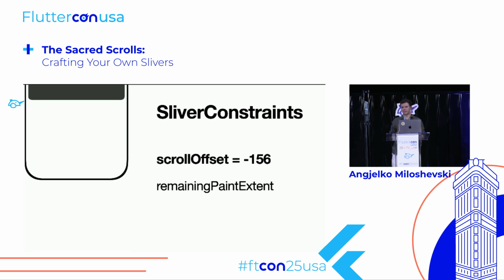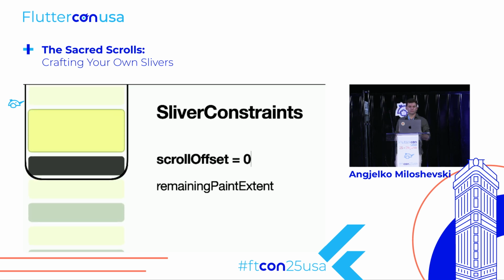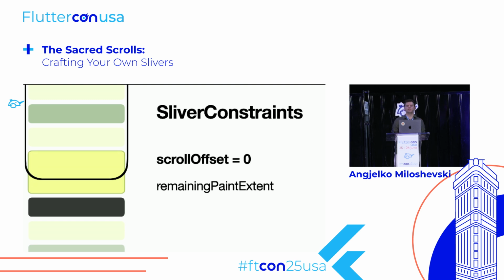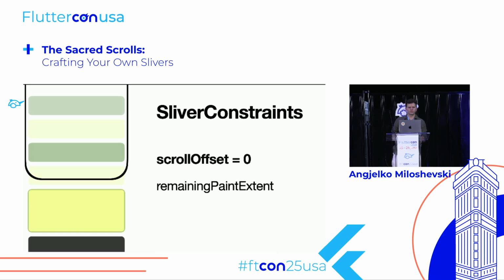If we go on the bottom side, the value will stay 0. It doesn't matter if it's at the bottom edge or past that, it will stay 0. Now you may ask yourself, how am I supposed to know how much I should paint from the sliver? That's where the remaining paint extent comes up. It gives us the amount of paint that we have left to paint our widget. And as we go towards the bottom edge, the value decreases and reaches 0.